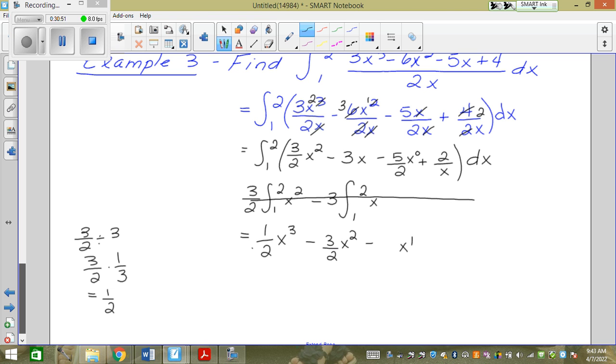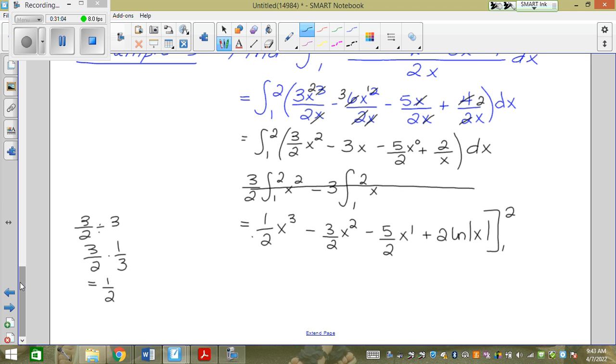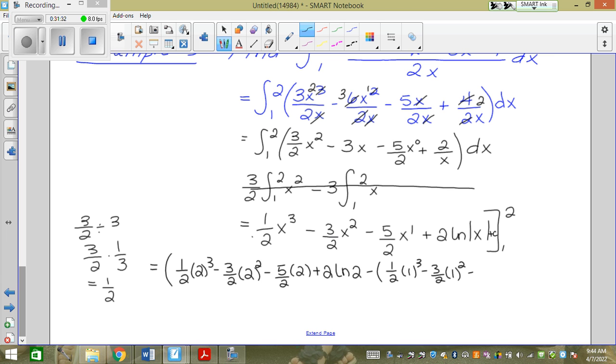And then I divide 5 halves by 1, and I get 5 halves because divided by 1 is nothing. And then we know 2 over x becomes 2 ln absolute value of x, 1 to 2. Let me just plug it in. Oops, plus. I keep putting really teeny tiny things in. Okay. So we're going to get 1 half, 2 cubed, minus 3 halves, 2 squared, minus 5 halves times 2, plus 2 ln 2, minus 1 half times 1 cubed, minus 3 halves times 1 squared, minus 5 halves times 1 plus 2 ln 1.